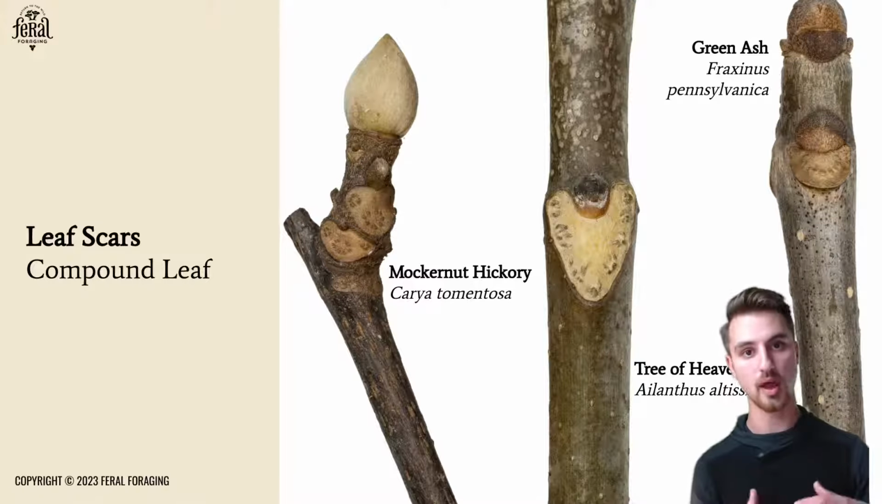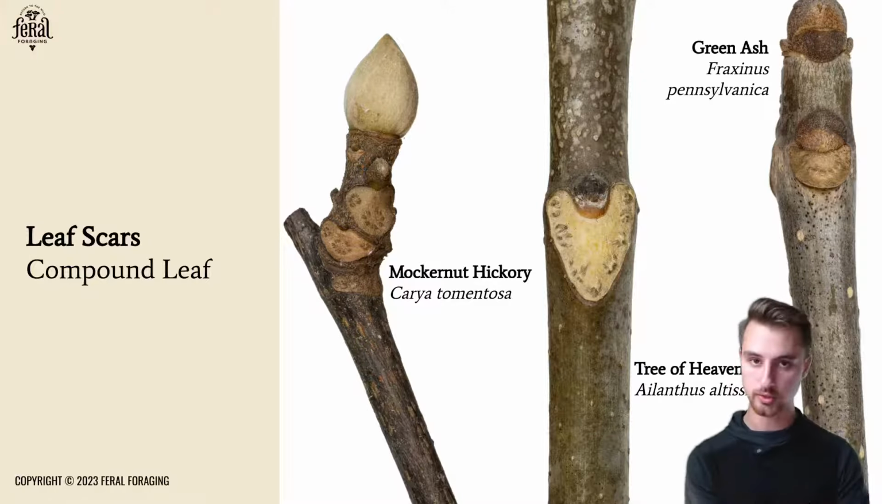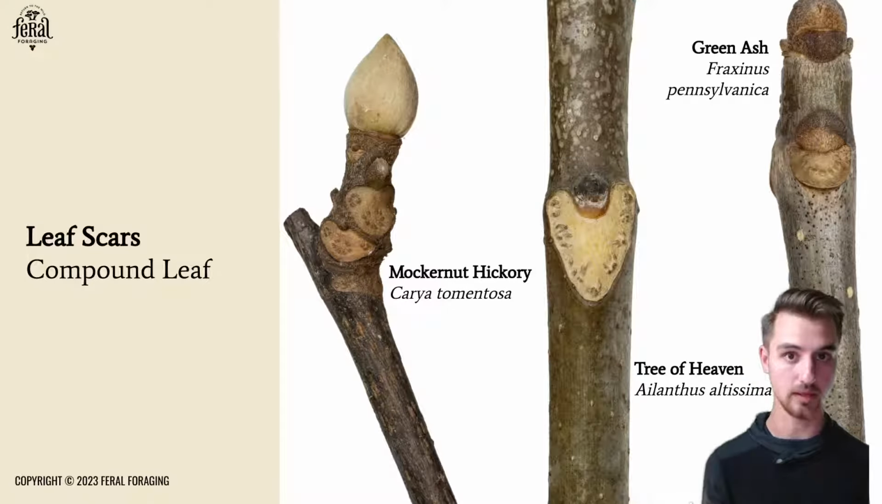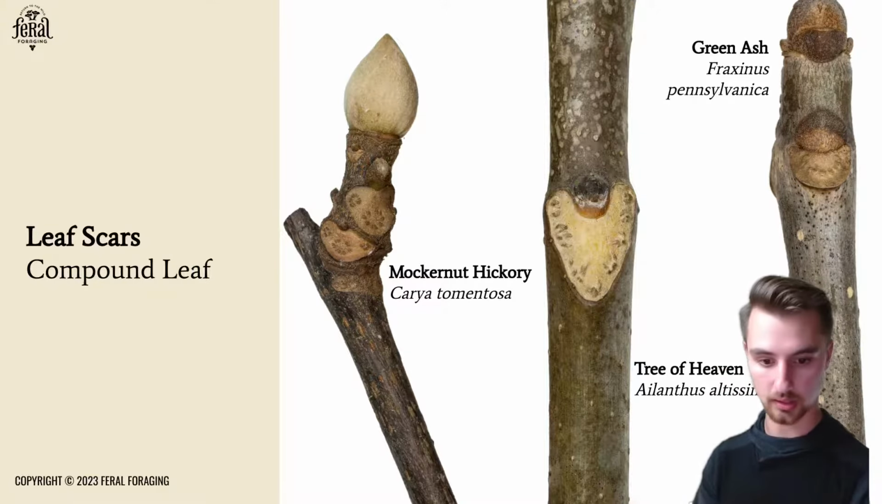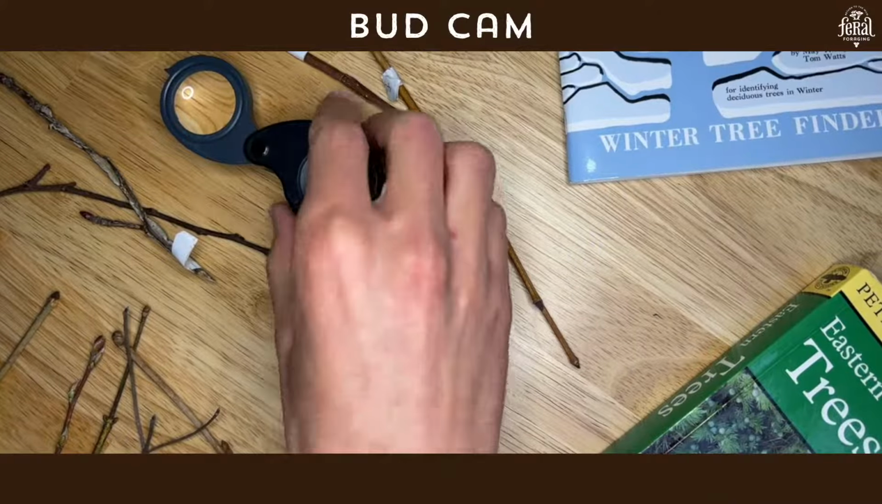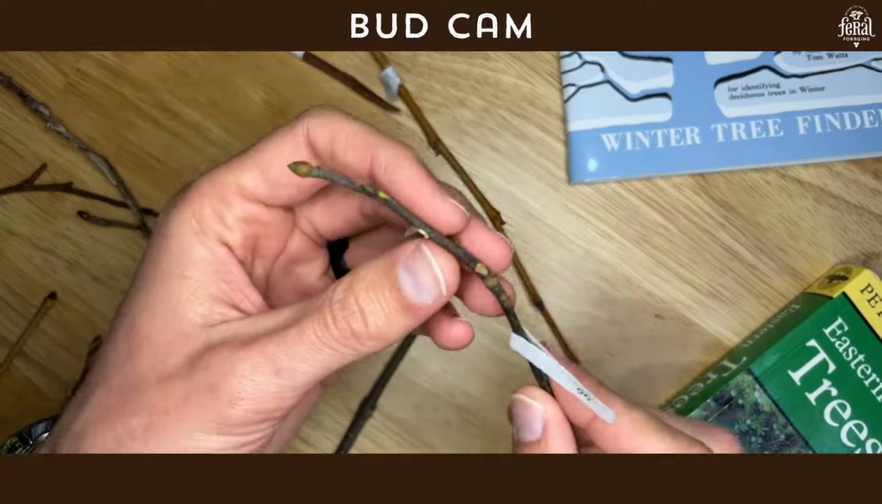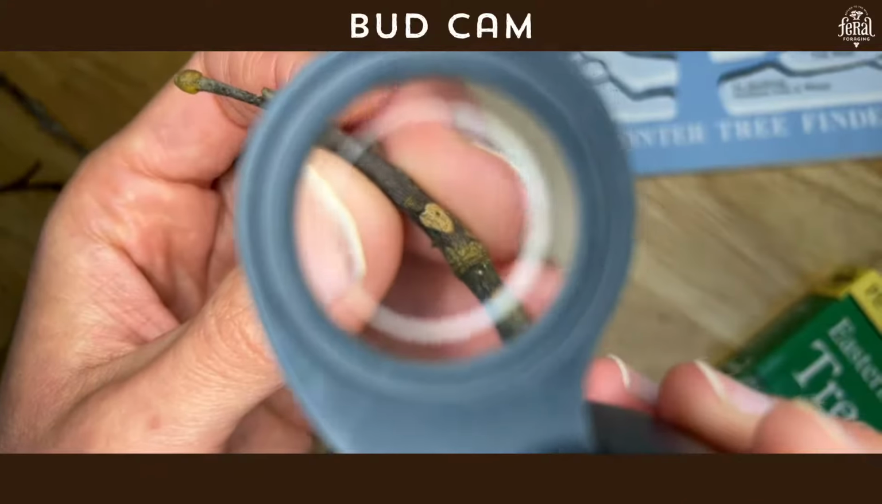All of these are going to have larger leaf scars on them. It's not 100%, I'm sure that you could find scenarios where this doesn't line up exactly, but it is a really good thing to go by. So with that in mind, I'd like to switch to the bud cam, and let's see if we can find some of those examples. All right, so here is a hickory, right?